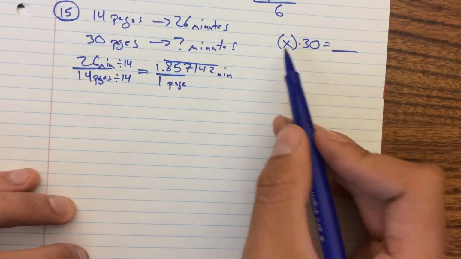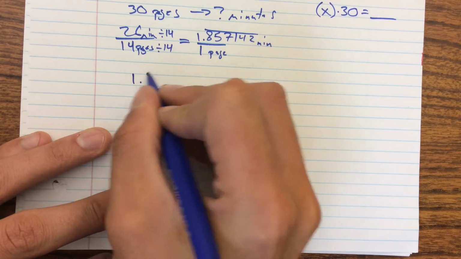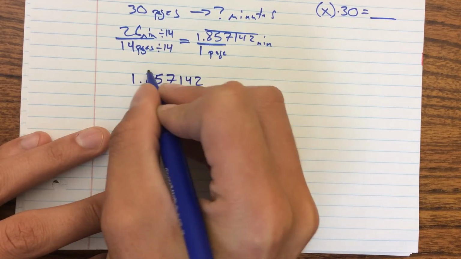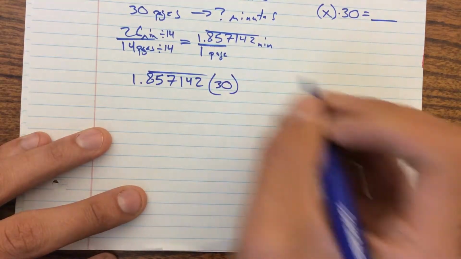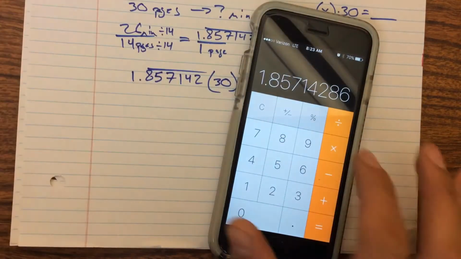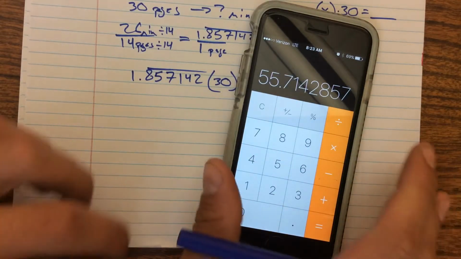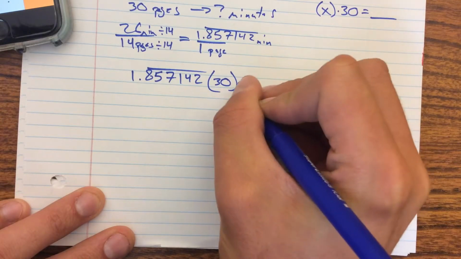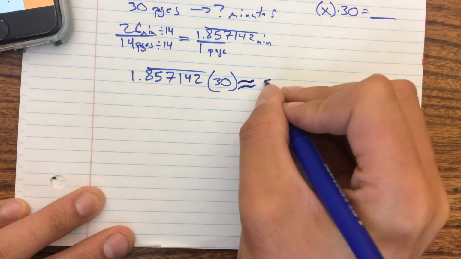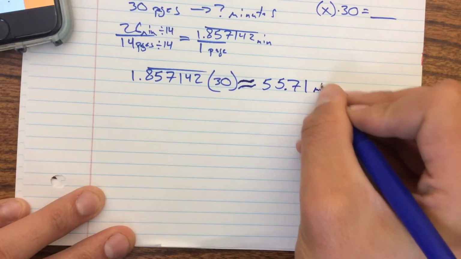So now, like we said before, we're just going to take that number that we got, and multiply it by 30. So I'm going to take 1.857142 repeater, multiply it by the 30 pages that he needs to read. And again, I'm just going to use my calculator because I already got it pulled up. And that should be about 55 point, and then all that good fun. I'm actually going to round this solution. So we're going to say it's about, I'm going to use a squiggly equal sign for about equal to, 55.71 minutes.